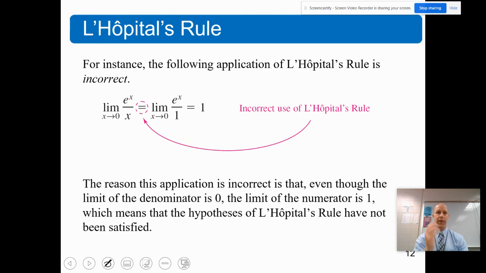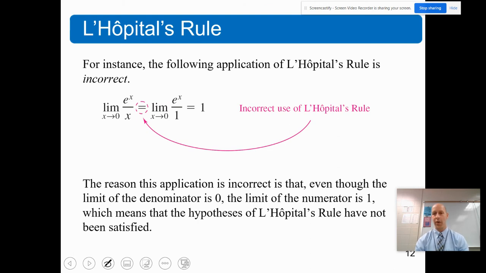All right, so for instance, the following application of L'Hopital's rule is incorrect. Now notice what we wrote here. It says the limit as x goes to 0 of e to the x over x equals the limit of e to the x over 1 equals 1. This is the incorrect use of L'Hopital's rule.